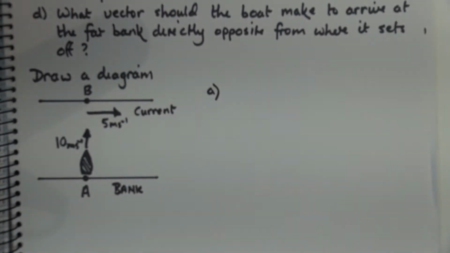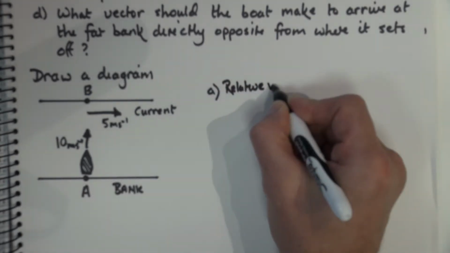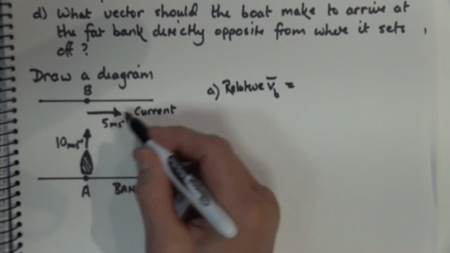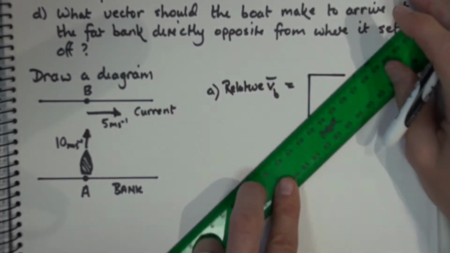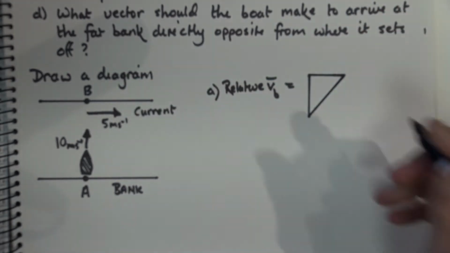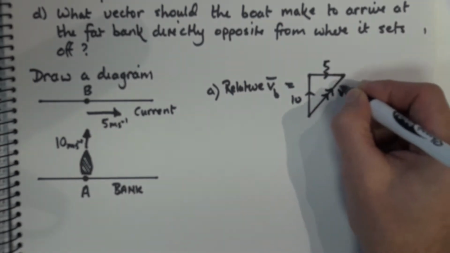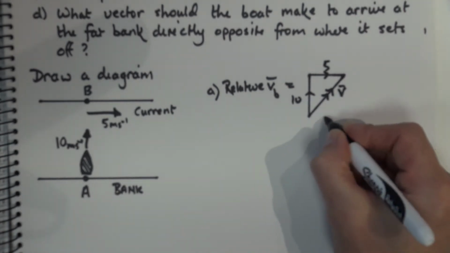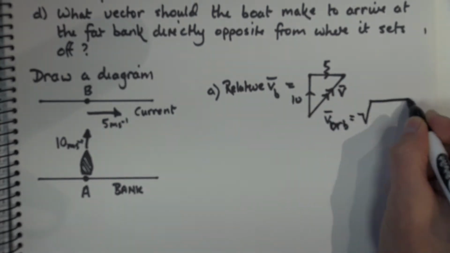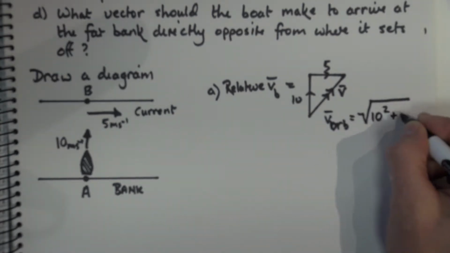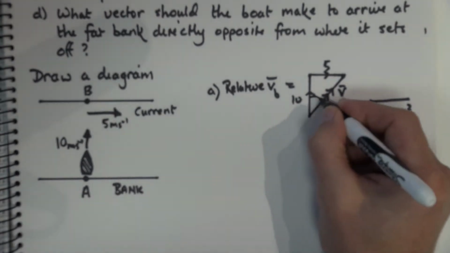For A, I've got to determine what is the relative velocity to the bank. I'll call that VB. Because we're going in 2 dimensions, I'm going to make a triangle. That's going to be made up of my boat's velocity, 10 meters per second, the current, 5 meters per second, and the double arrows is going to be my velocity as seen from the bank. So the boat relative to the bank is going to be the square root of 10 squared plus 5 squared, which is the square root of 125, which equals 11.2 meters per second.